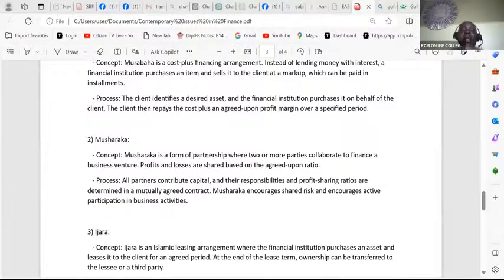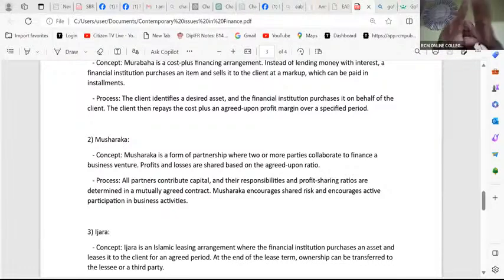Under mudaraba, we have a very poor person who has very good business ideas coming together with a rich man. The rich man here is called Rabul Mal. So they come together, poor man, rich man. So what does the rich man do? The rich man only contributes capital, and goes away. He's not active in running of the business. The poor man is the one who does not contribute capital, but he's going to run this business from day one to the end of the year.